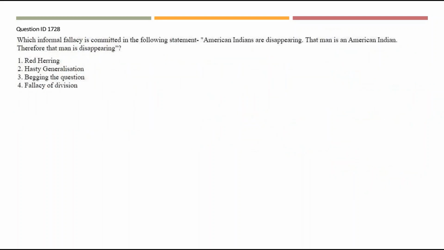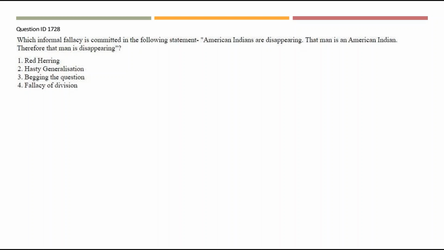Next question. Which informal fallacy is committed in the following statement? American Indians are disappearing. That man is an American Indian. Therefore, that man is disappearing. If you take fallacies, they are classified into formal fallacy and informal fallacy. This question is related to informal fallacy.